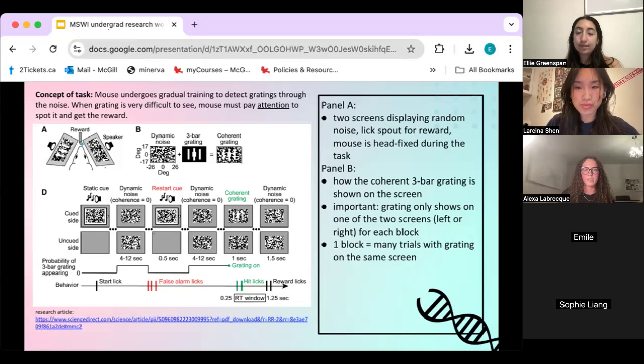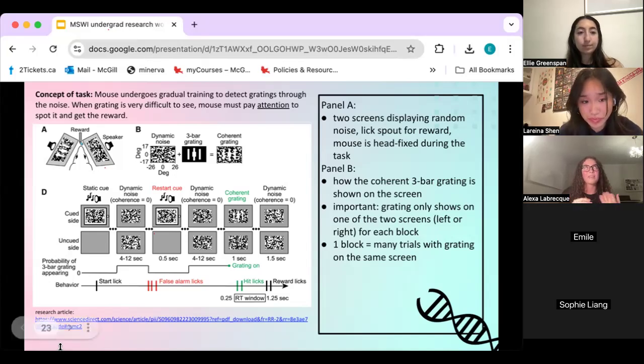And panel B just shows how they set up the noise plus the 3-bar grading. And on panel D, they have something called coherence. I think the higher the coherence is, the easier it is to see, and the lower, or it could be the other way around, but that's the basic concept that they use. And so it gets harder and harder as the task goes on.